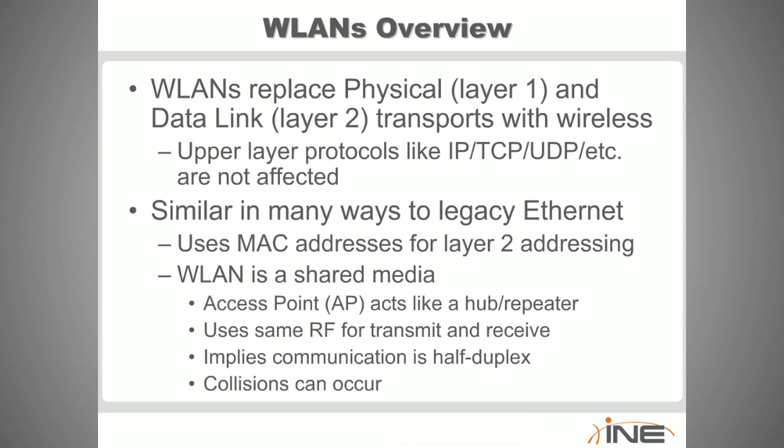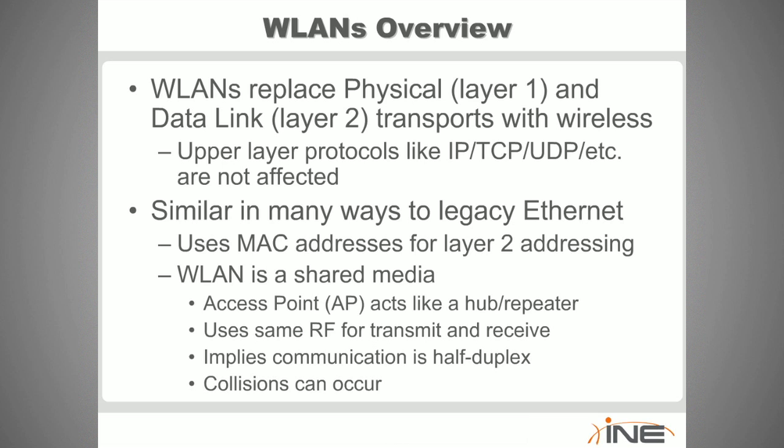So we still use MAC addresses, and like legacy Ethernet, wireless is a shared media. So basically, the access point in the network is acting like a multi-port repeater or a hub. Okay, we talked about this previously. The difference between a hub and a switch is that everyone on the hub is in the same collision domain and in the same broadcast domain. So this implies that the communication for wireless is half duplex and collisions can occur. So there is no such thing as full duplex wireless.